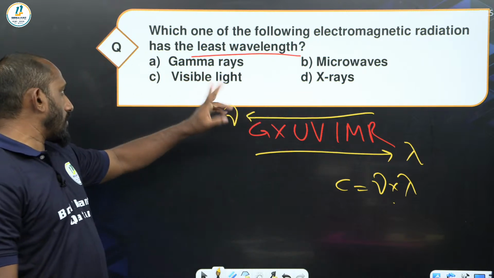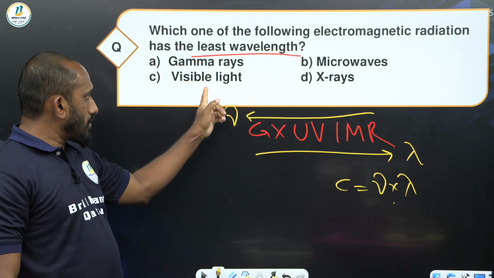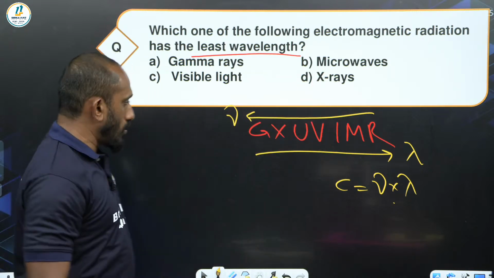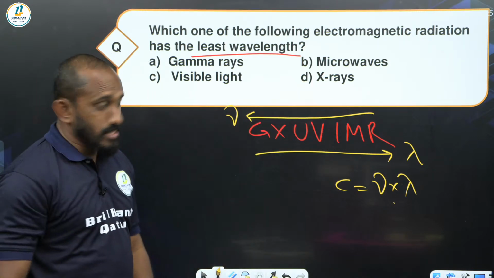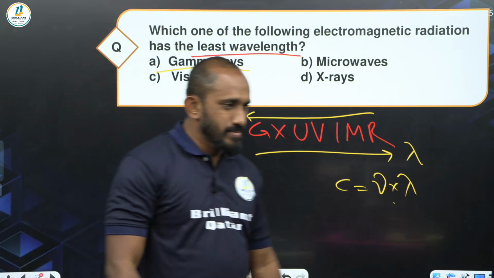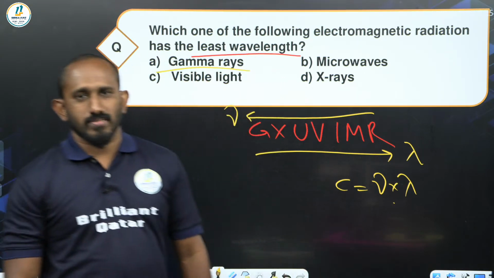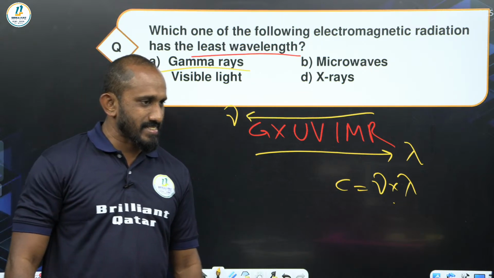So, out of the given, which has the least wavelength is what is asked. Gamma, visible, microwave, X-rays are there. They are asking for the least wavelength, so the answer is gamma rays. Yeah, great. All of you gave the answer. So A is the answer. Yes, Venkata, exactly. Correct.